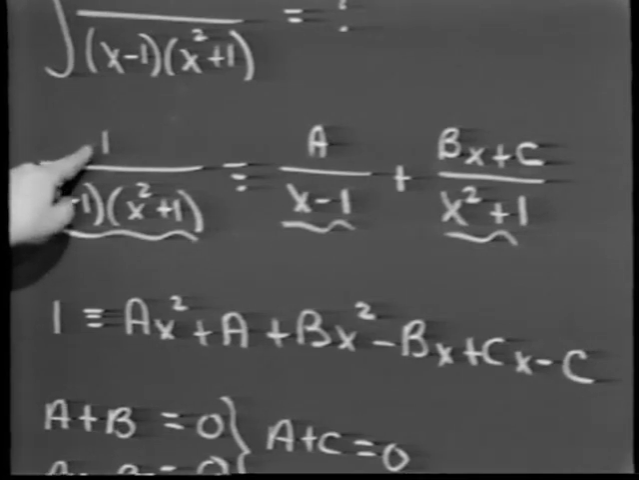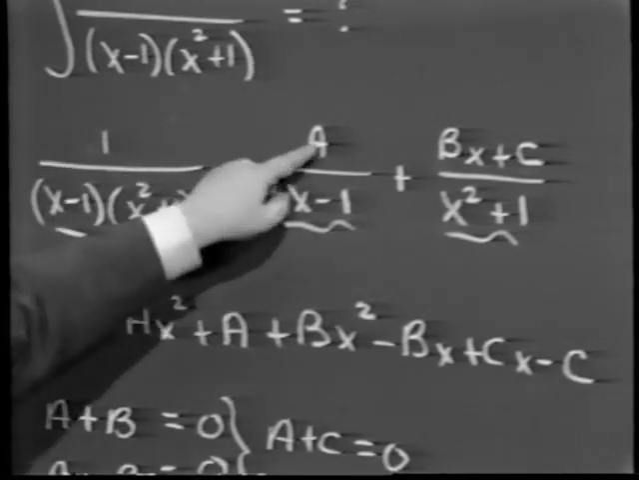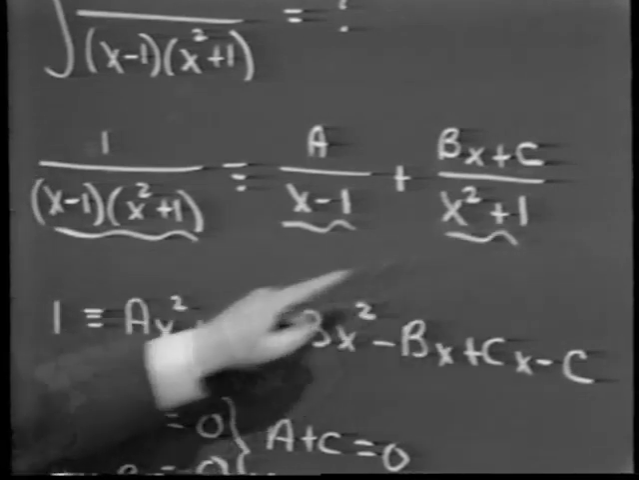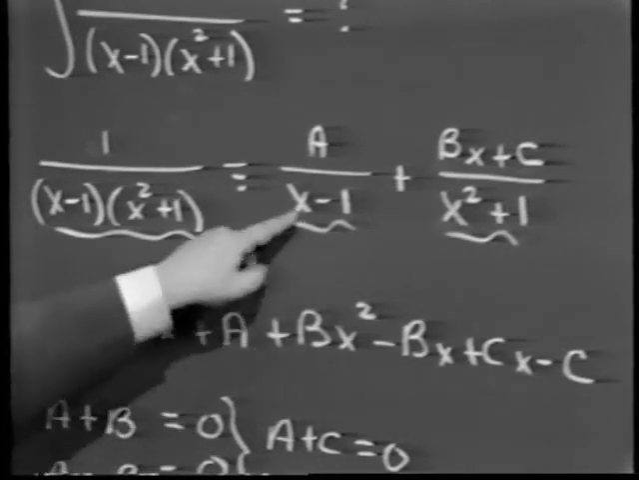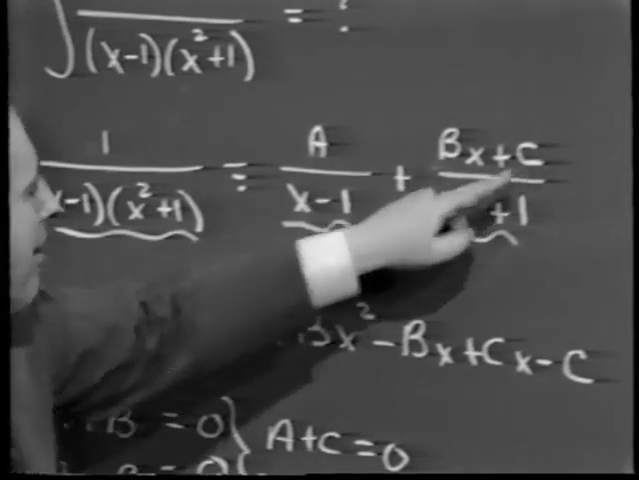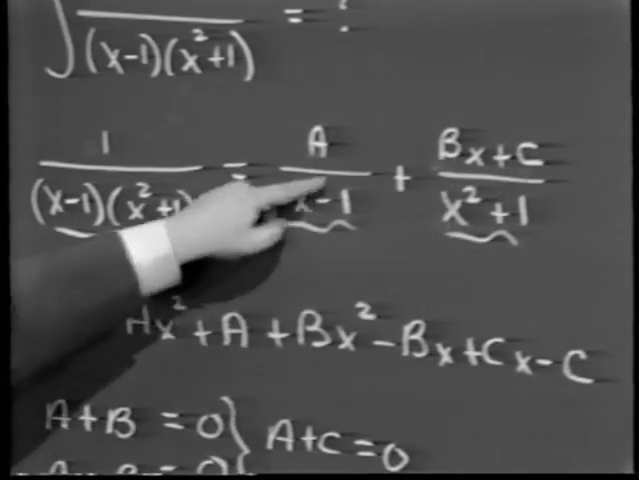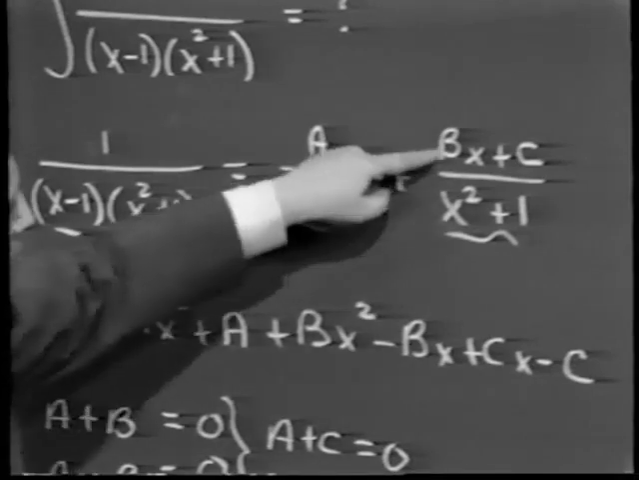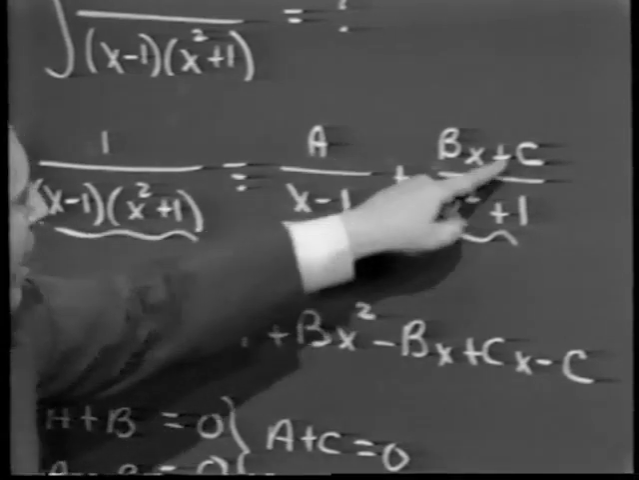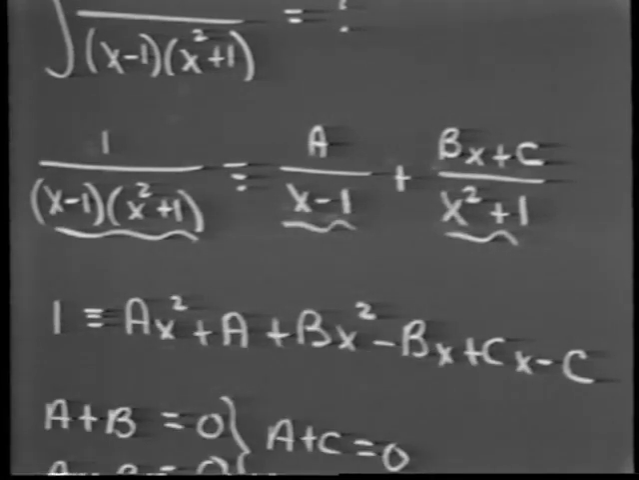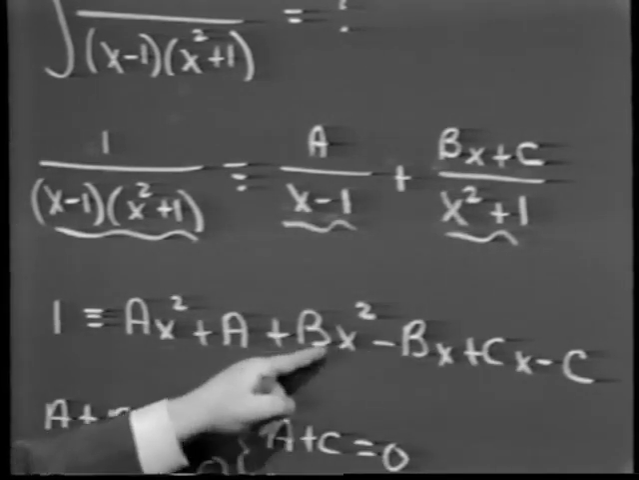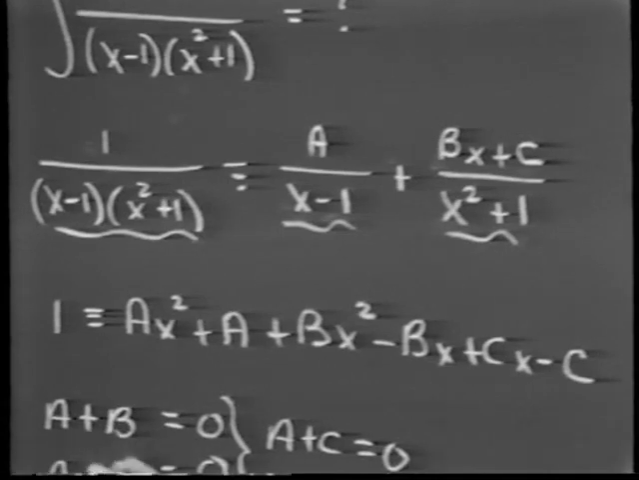All right, now what is the numerator on the right-hand side? It's a times x squared plus 1. That's ax squared plus a. Then it's going to be x minus 1 times bx plus c. That's going to be bx squared minus bx plus cx minus c. And now the idea is something like this, and I'll come back to this in a few moments to hammer this home from a different point of view.